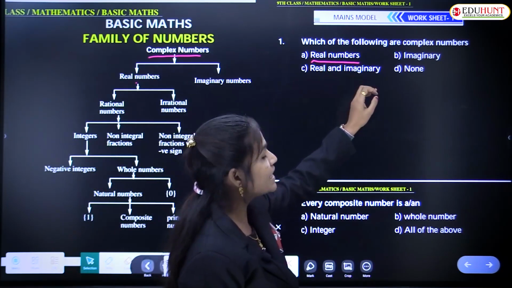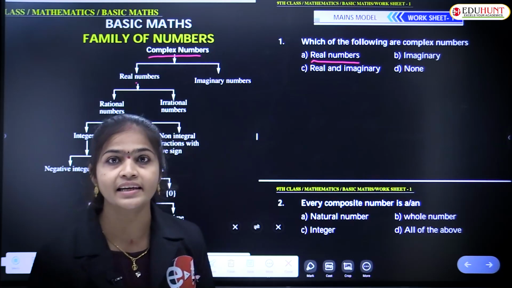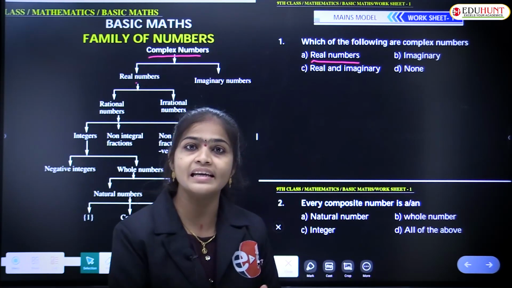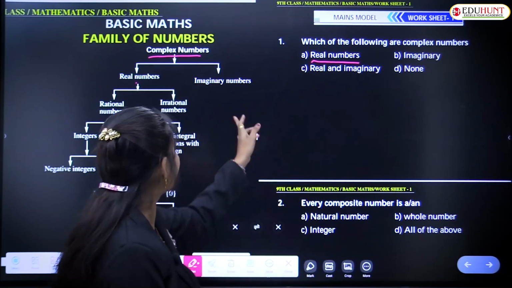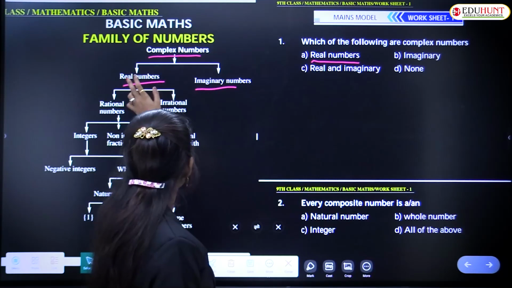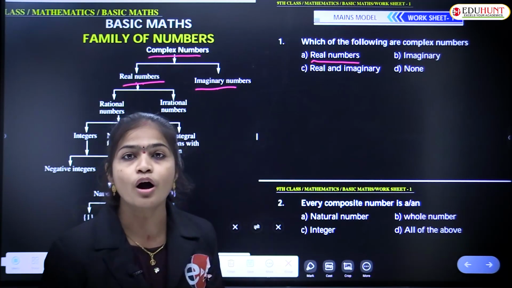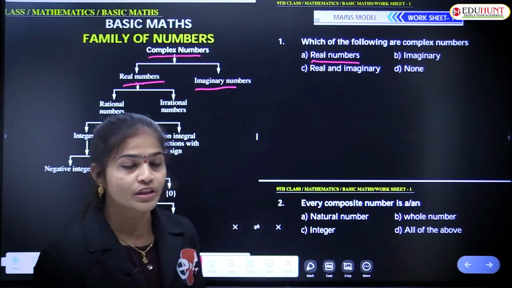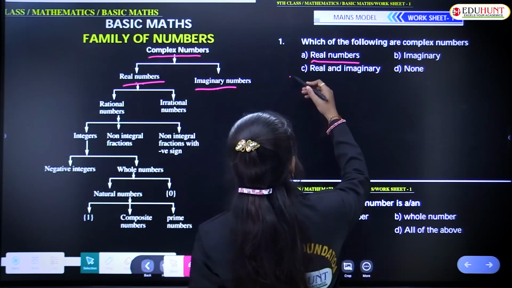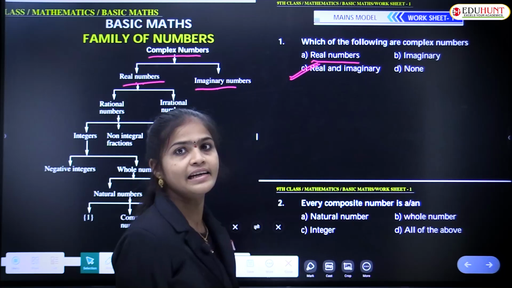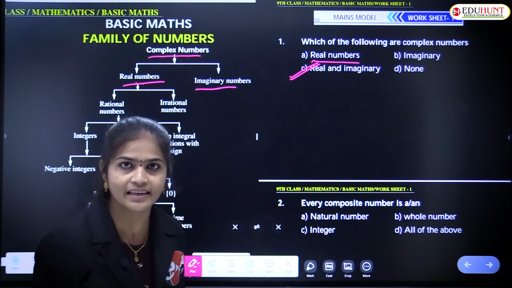So here option C is real and imaginary. Complex numbers means real numbers as well as imaginary numbers. The combination of real numbers and imaginary numbers is known as complex numbers. Children, which option is correct here? Yes, option C is correct, that is real and imaginary.